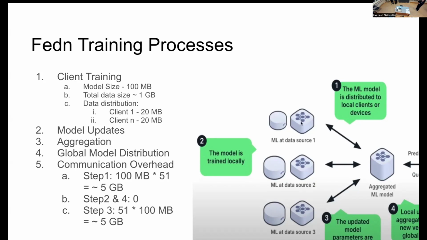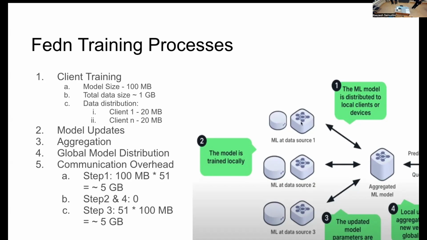And then for our experiments, we calculate the communication overhead, which only happens in step 1 and step 3. Like when we send the model parameters to the global data center, and then when the global model is transferred back to the local, that will cause the communication overhead.